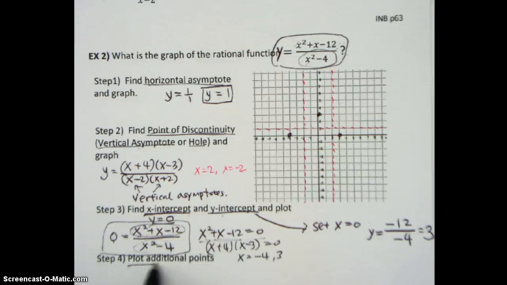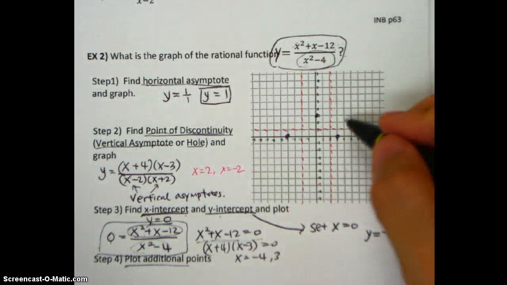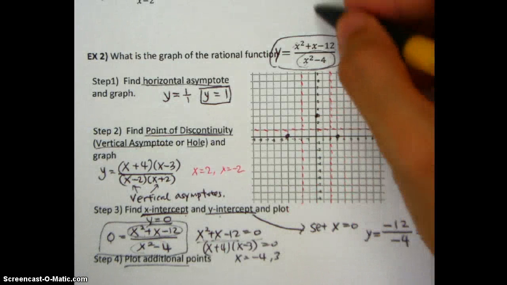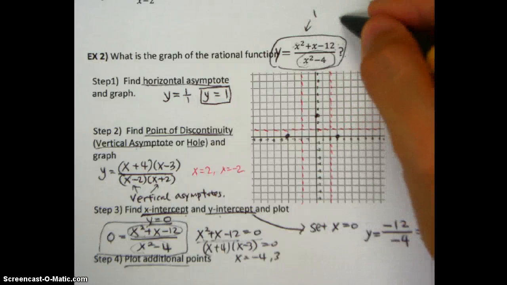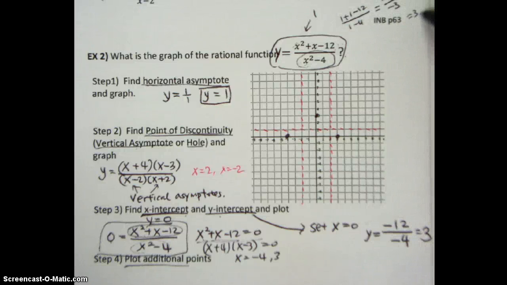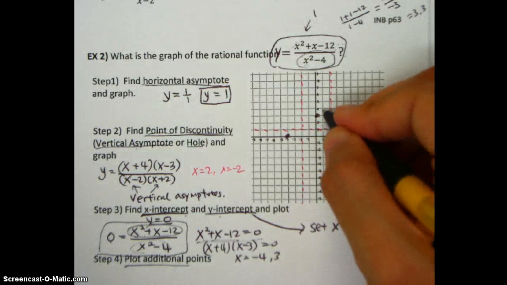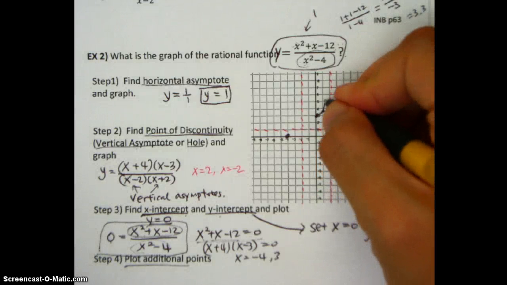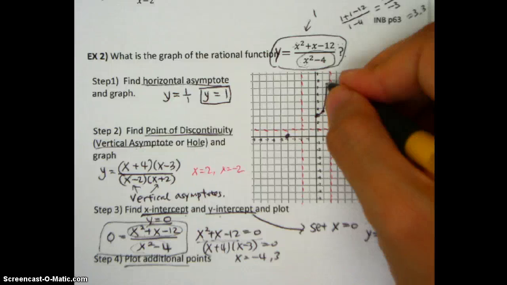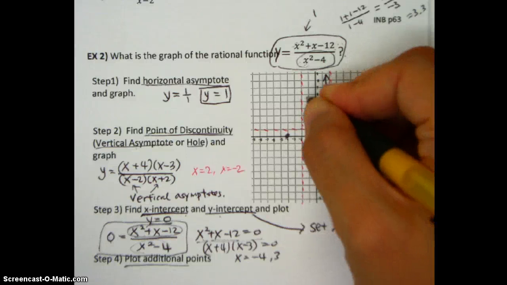And then the last step is to plug in additional points because we're not really perfectly sure what the graph looks like. So maybe I can plug in 1. If I plug in 1 here, I'll get 1 plus 1 minus 12 over 1 minus 4, which is negative 10 over negative 3, which is 10 over 3, around 3.3. So when x is 1, y is 3.3. It seems like the graph increases this way. Because we have a vertical asymptote here, the graph cannot pass here. And then we can just assume that it's going to look like that.